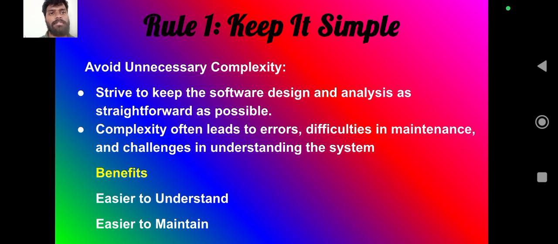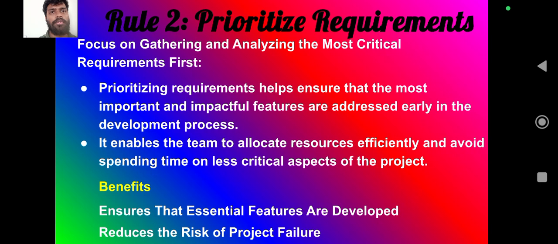Suppose it has very high complexity, then it can often lead to errors, and it is also difficult to maintain. It also raises a lot of challenges to the engineers. And the benefit of this is that it is easier to understand and easier to maintain. And let us see rule 2. Rule 2 is prioritize the requirements.